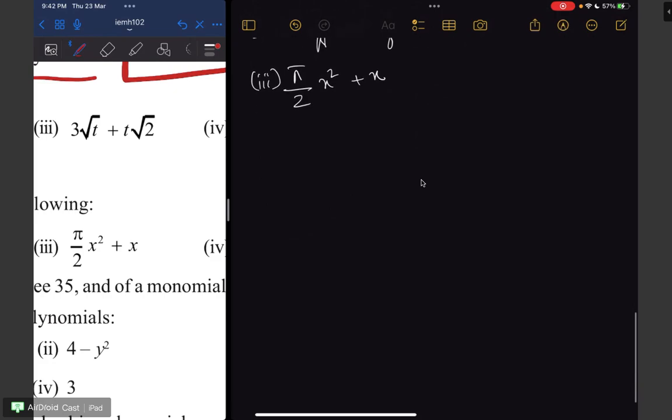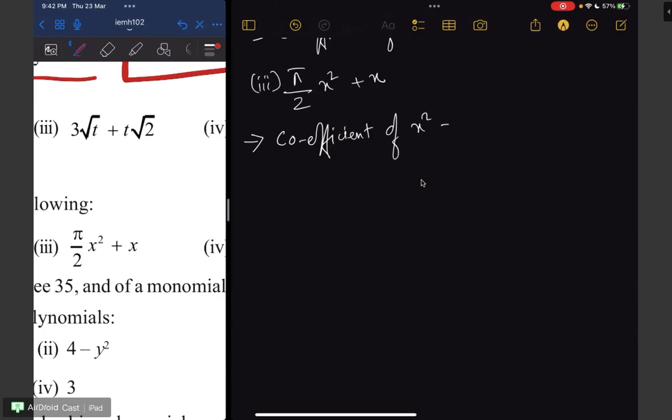Here also we need the coefficient of x square. Simple rule, just hide x square. What are we able to see? We are able to see pi by 2. So what will be the coefficient of x square? It is pi by 2. These are very easy problems. This is the beginning of class 9, so at first we are doing easy things. Coefficient of x square is pi by 2.